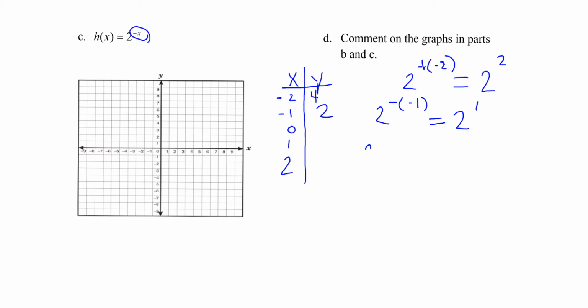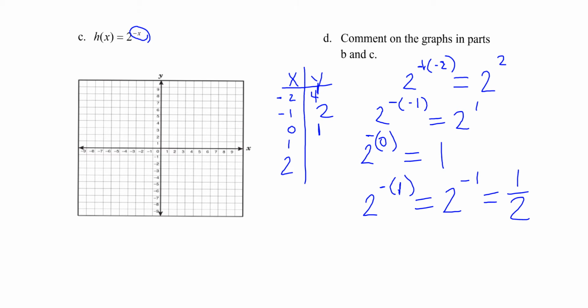Then we have 2 to the 0 power, and even though it's negative, 0 is not positive or negative, so it's still going to be 1. Then we'll have 2, and we'll have our negative on the outside to the first power. Because we only have that one negative, it's going to end up being 2 to the -first power, or 1/2. And then last, we'll have 2 to the opposite of 2, or -2, so it's going to be 1 over 2 to the second, or 1/4.